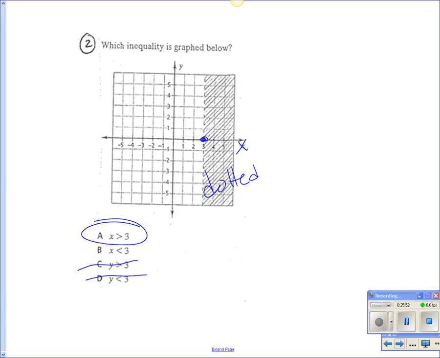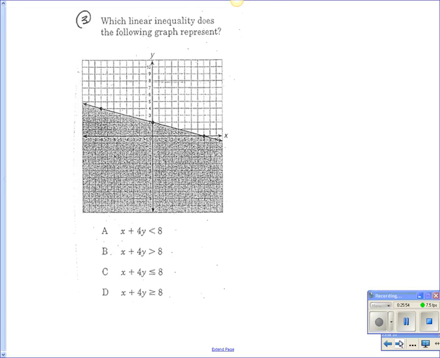Right. Number 3, which linear inequality does the following graph represent? Kayla, what's one thing you automatically notice? It's solid. Kayla, are there any answers I can mark out? Very good. You can mark out A and B. Megan, what do I need to do with C and D? What do I need to do with these? So how do I do that?